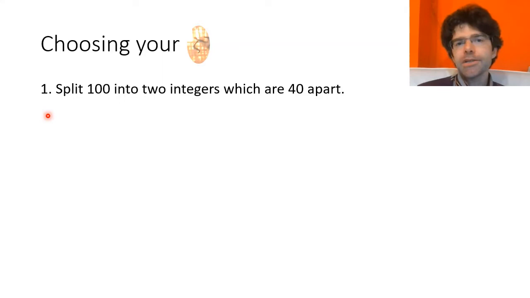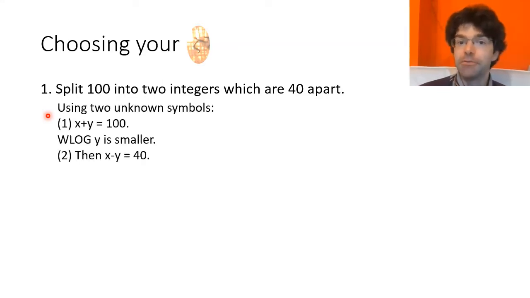Okay, so I guess the natural thing for us to do with this problem today is to say, well, I've got 2 unknowns, so let me give them each a name, x and y. Now we've got x plus y is 100, and let's order those names so that y is smaller, so we can say x minus y is 40. And from here there are 2 main paths.